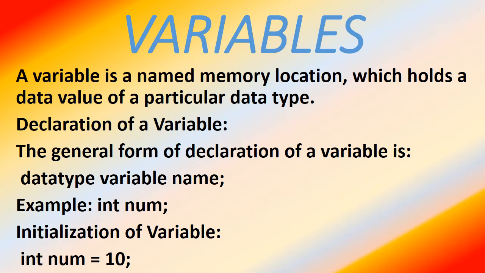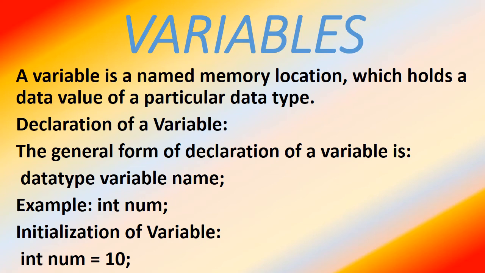If we talk about the values, the values can be of integer type, float type, double type, char type, boolean type. So according to its data type, it will contain the value. You know that if your data type is int, it cannot hold a value of double type. And if your data type is double, it cannot hold a value of boolean type. So this is a named memory location which will hold the data value of a particular data type.